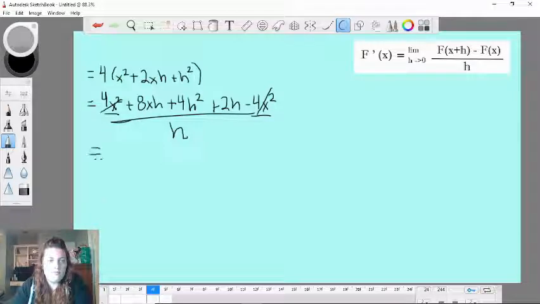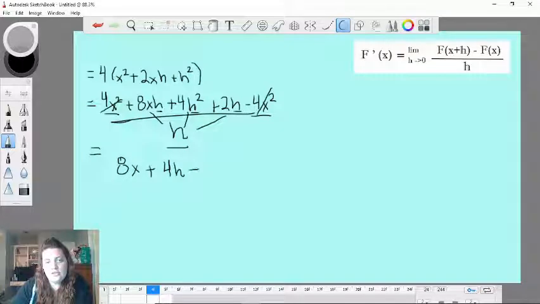Alright. So, if you look at each of these terms that we have left, every single one of them has an h. So we can actually divide h out in this case. 8xh divided by h would cancel that h. 4h squared, 2 h's divided by an h would be just h. So you're going to be left with 4h. 2h divided by h is just going to be plus 2. And that looks so much more simple, doesn't it?